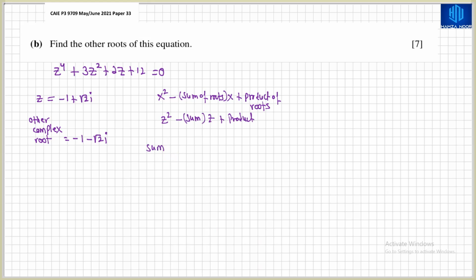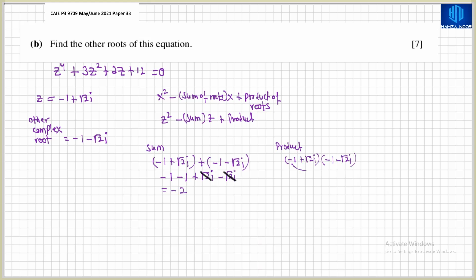So first of all, we are going to find the sum. The sum would be -1 plus root 2i plus -1 minus root 2i. Therefore, -1 plus root 2i minus root 2i. So root 2i and minus root 2i cancel out. Therefore, the sum of the roots is -2. And now we will find the product of the roots.